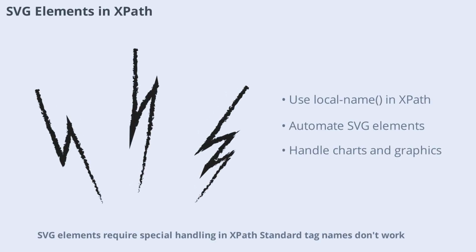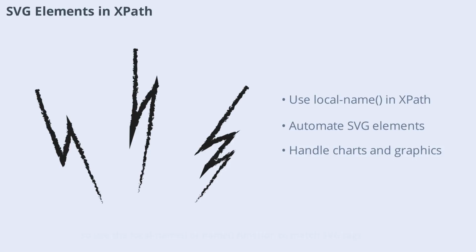SVG elements require special handling in XPath. Standard tag names don't work, so use the local-name function, or name, to match SVG tags. This technique is essential for automating tests involving charts, graphs, or other SVG-based visuals.